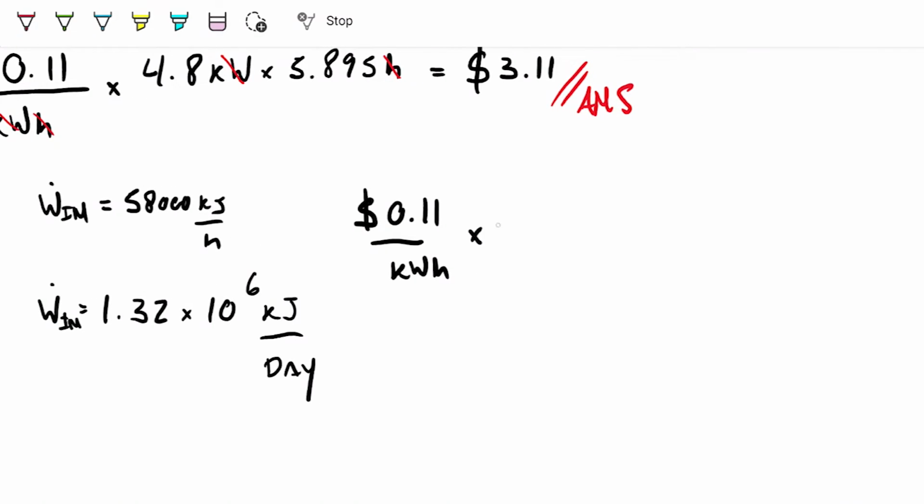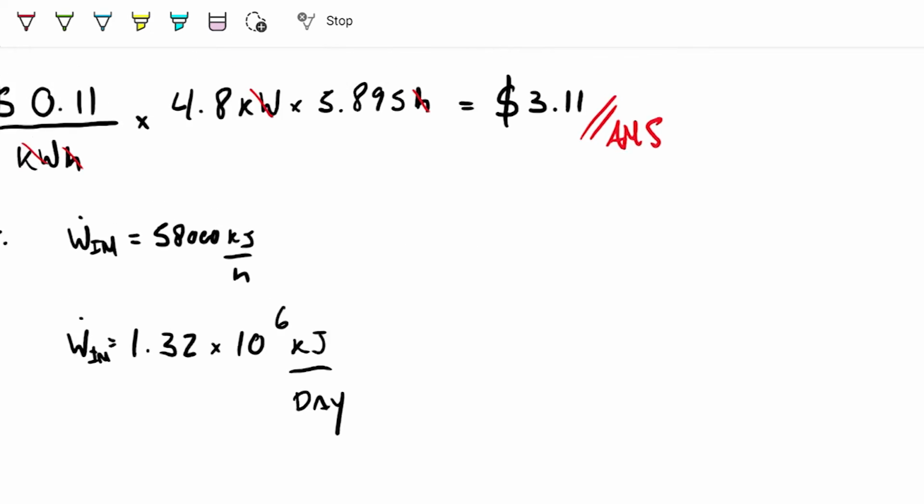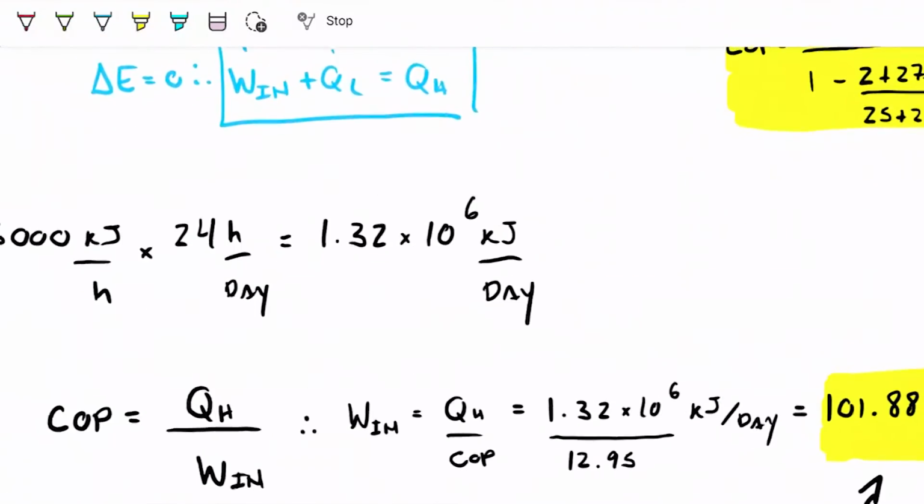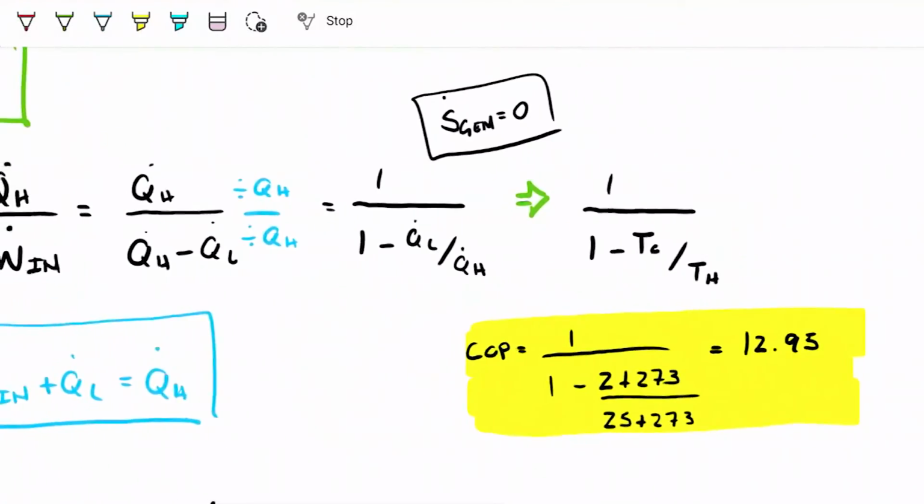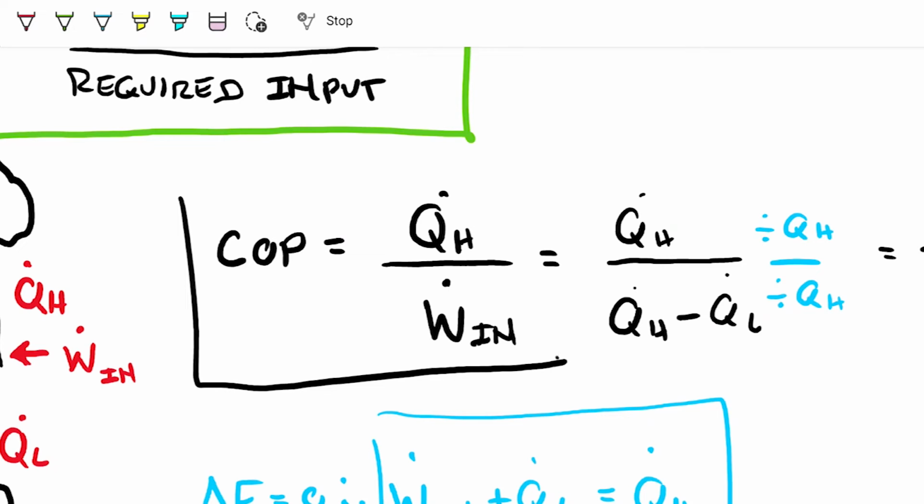Well, 11 cents times 1.32 times 10 to the 6 kilojoules per day times 24 hours. No, we don't have the 24 hours per day. So we need kilowatts, not kilojoules. So I need to know how much power I'm going to need, and the power is going to be this guy. Okay, so there's one extra step for us to do, which is this COP here. This COP here will be 1 to 1, right? So you need to give the same amount of energy that I need to take out.